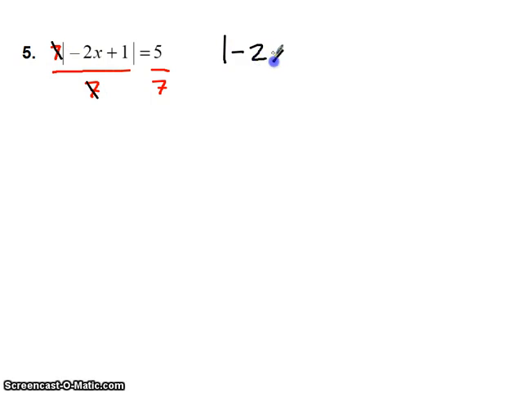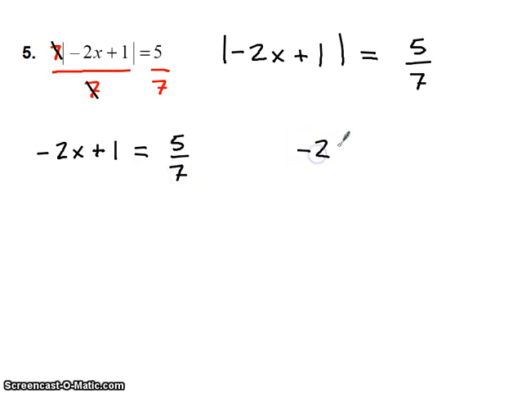We have a minus 2x plus 1. Absolute value of that is equal to 5 over 7. And so from here, we would set minus 2x plus 1 equal to plus 5 over 7, and minus 2x plus 1 equal to minus 5 over 7. And so we would start this off by getting the term that has the x all by itself by subtracting 1 to both sides. And what that would mean is we would have to get a common denominator.